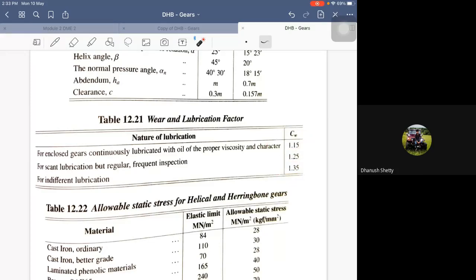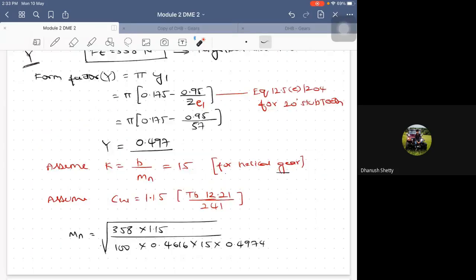Okay, if nothing specific is given in the problem, what you have to do is take 1.15, which I have just written there. So same thing you can write: assume CW is equal to 1.15 from table number 12.21 at page number 241. Okay, now calculate the normal module since everything is known now.